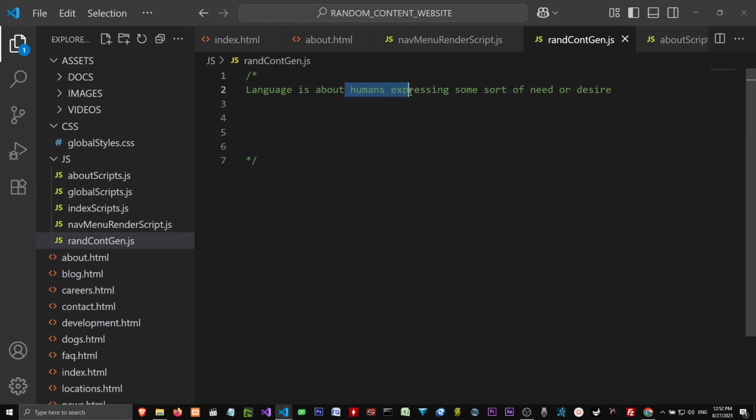Language is about humans expressing vocally, or with sound, I can't type, with sound, some sort of need or desire. And we associated sounds with objects and actions. Now you've got to think way back, like caveman days.